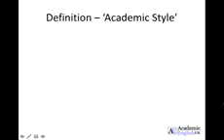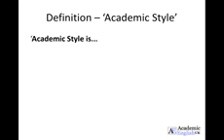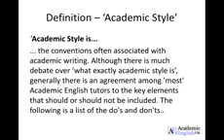Okay, we're going to start with a definition of academic style. Academic style is the conventions often associated with academic writing. Although there is much debate over what exactly academic style is, generally there is an agreement among most academic English teachers on the key elements that should or should not be included. The following is a list of the do's and the don'ts.